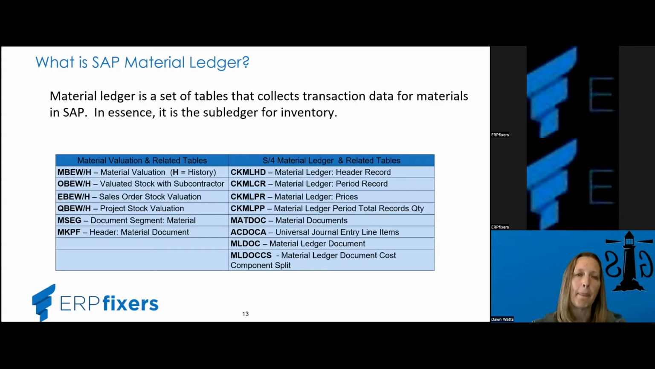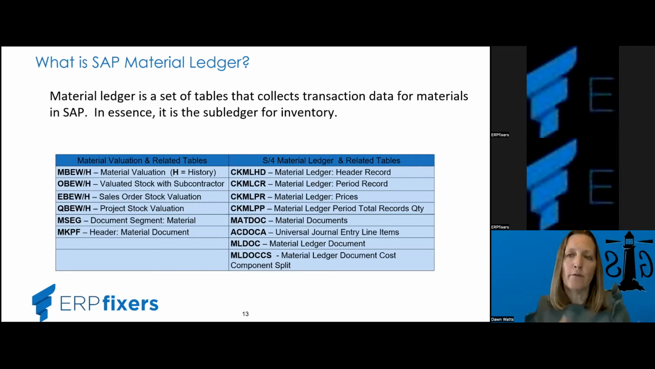On the left side, you'll see some of the historical tables that are your material valuation and those related tables that have been existing in SAP since basically the early R3 days. And on the right is your S4 material ledger and related tables. The tables on the left, especially the history tables, are migrated over, and you'll see a lot more detail in your universal journal in ACDOCA. And you also have material ledger documents.